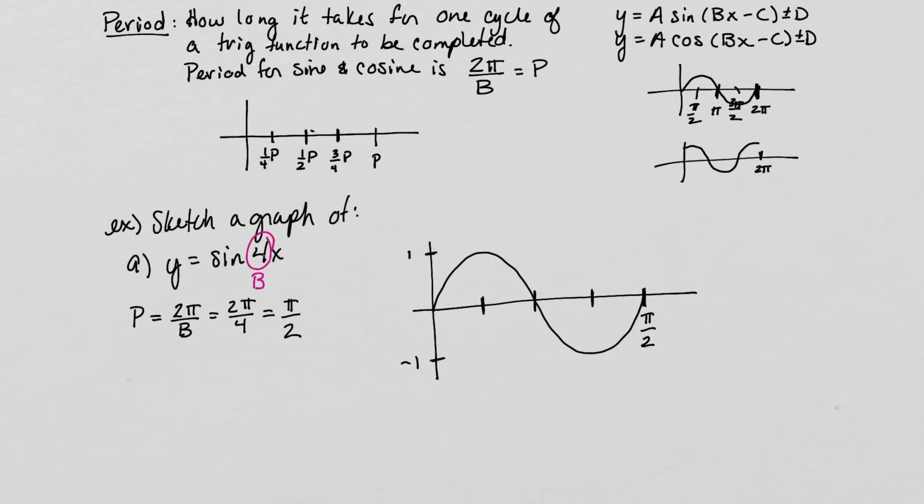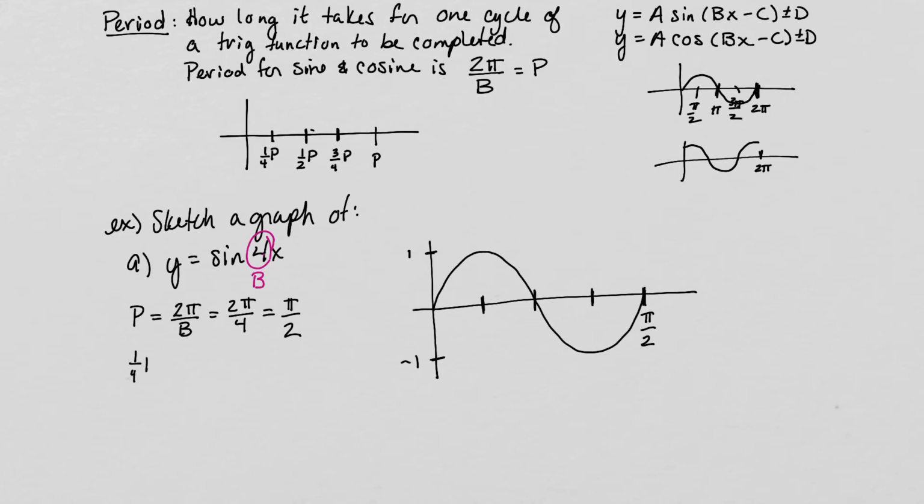Some of you might be able to just look at it and say, oh yeah, I know what a half P is, I know what a quarter P is. Some of you might need to actually do it out, so it doesn't matter to me. Do whatever you need to do to get the problem. So if I look at 1/4 P, that's going to be 1/4 times pi over 2, or pi over 8. So this first spot here is pi over 8.